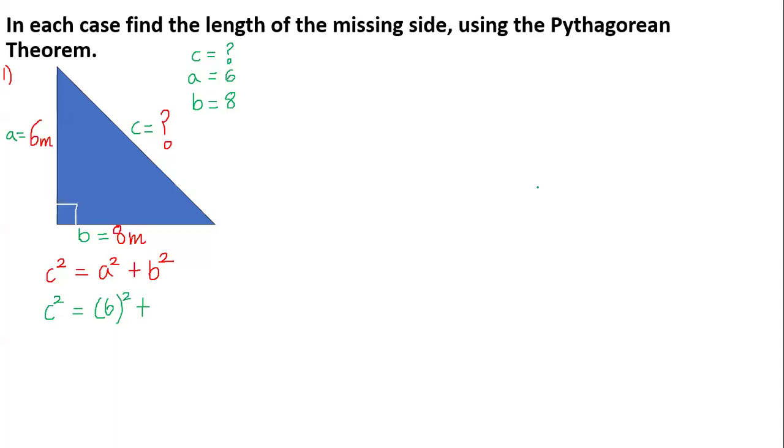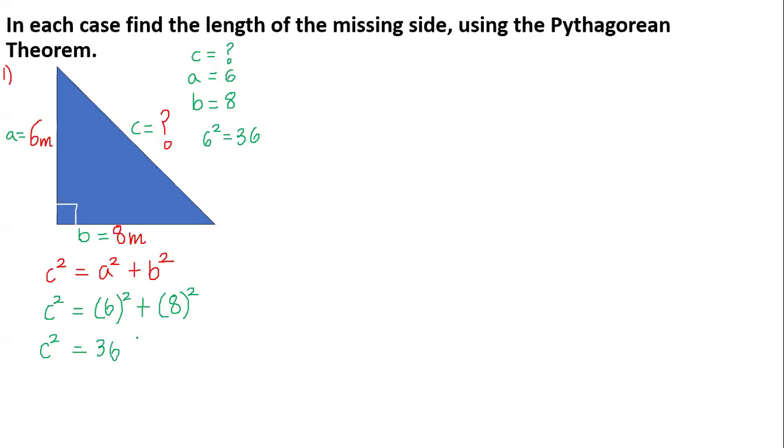B is 8, squared. And so we have C squared is equal to 6 squared plus 8 squared. Therefore, C squared is going to be equal to, what is 6 squared? 36. Very good. Why is 6 squared 36? Because 6 times 6 is 36.